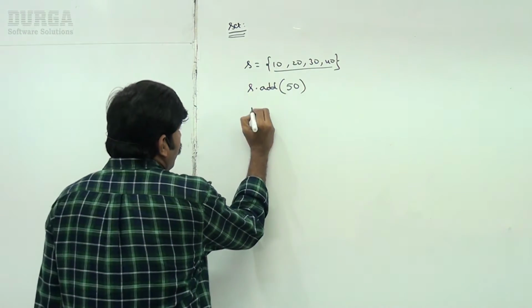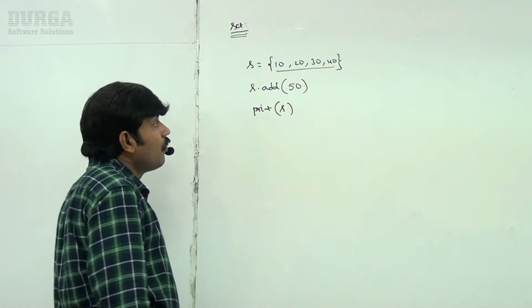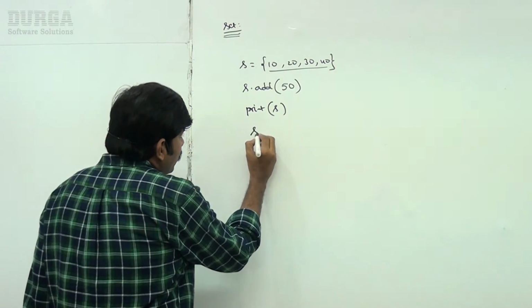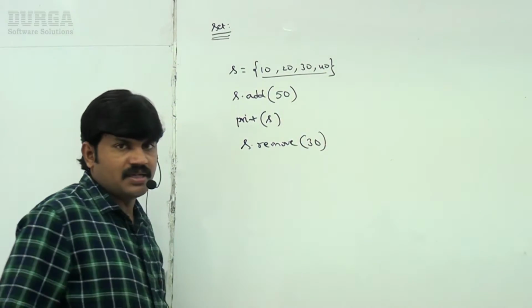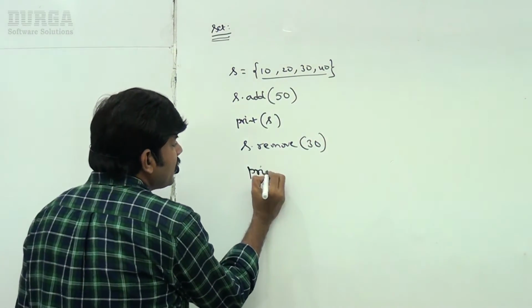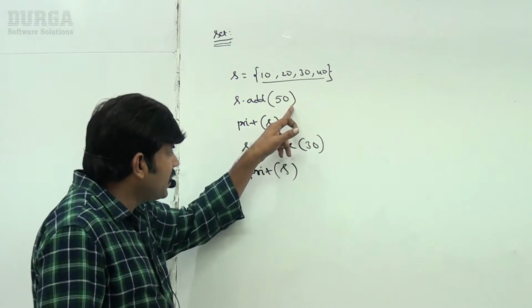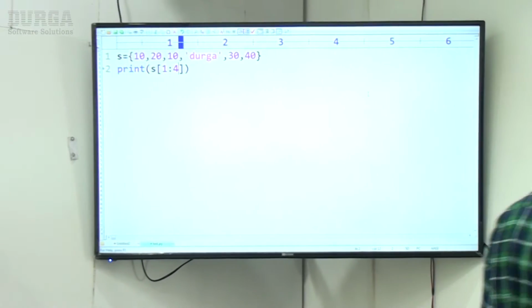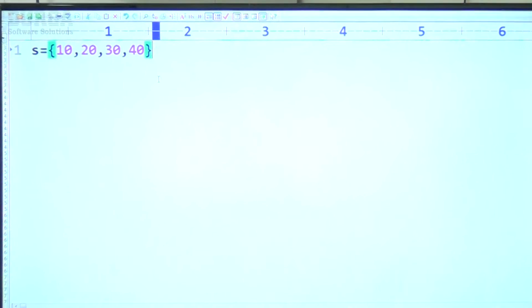Now let me print S. What answer are we going to get? 50 will be added. Now S dot remove of 30, I am taking. Print S. Now 30 will be removed from the set. So 50 will be added, 30 will be removed from the set. Both the things are applicable. Have a look once. Here I am taking 10, 20, 10, 20, 30, 40. Like this I am taking.